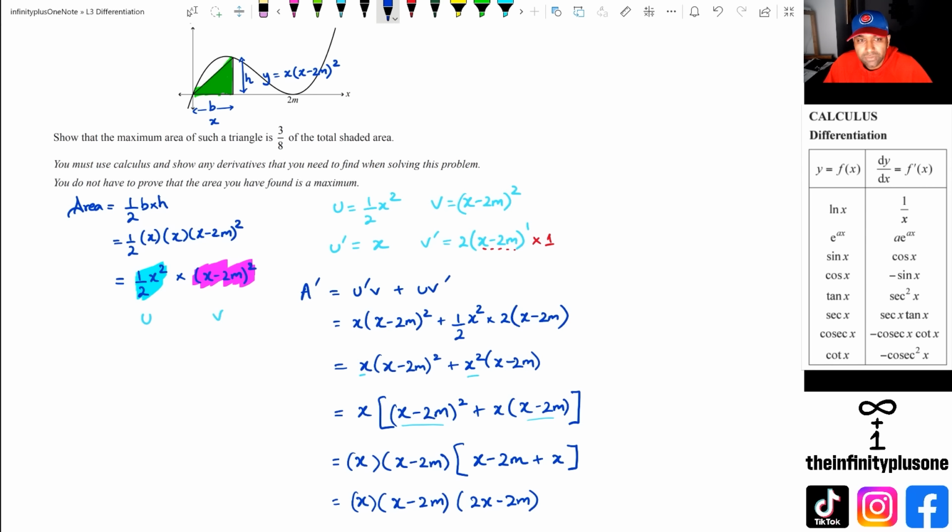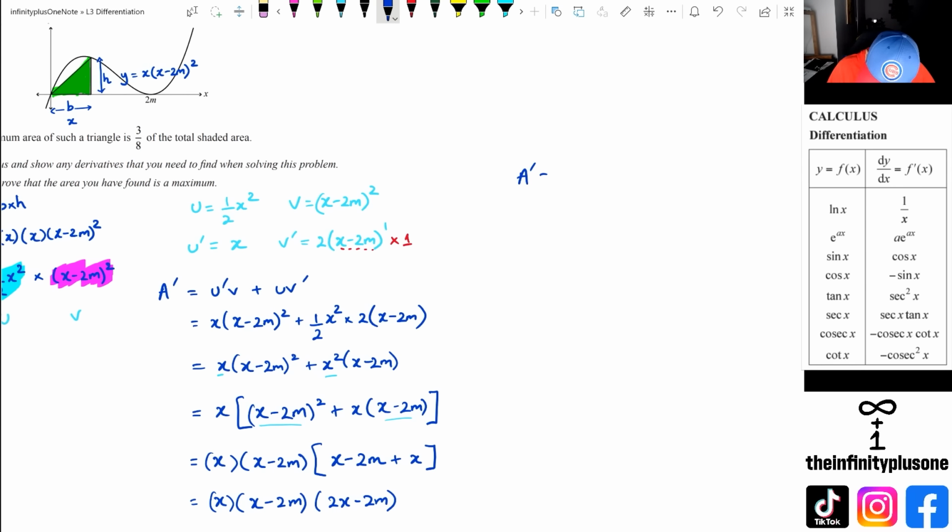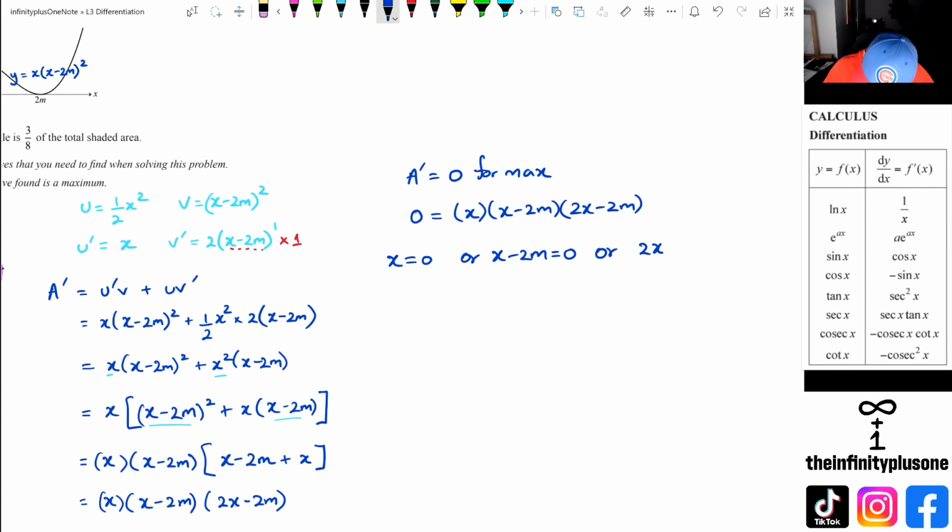Now this is my gradient function. Remember, for my area to be max, I've got to put the gradient function equal to 0. So a dash is equal to 0 for max, which means 0 is equal to x times (x minus 2m) times (2x minus 2m). So I've got 3 numbers that multiply to 0, which means one of those has to equal 0. So I've got x equals 0, or x minus 2m equals 0, or 2x minus 2m equals 0.